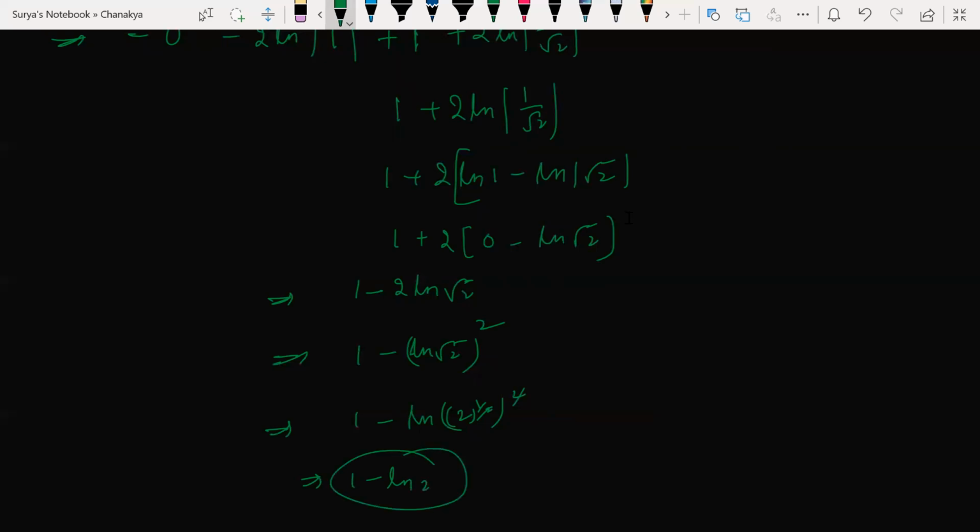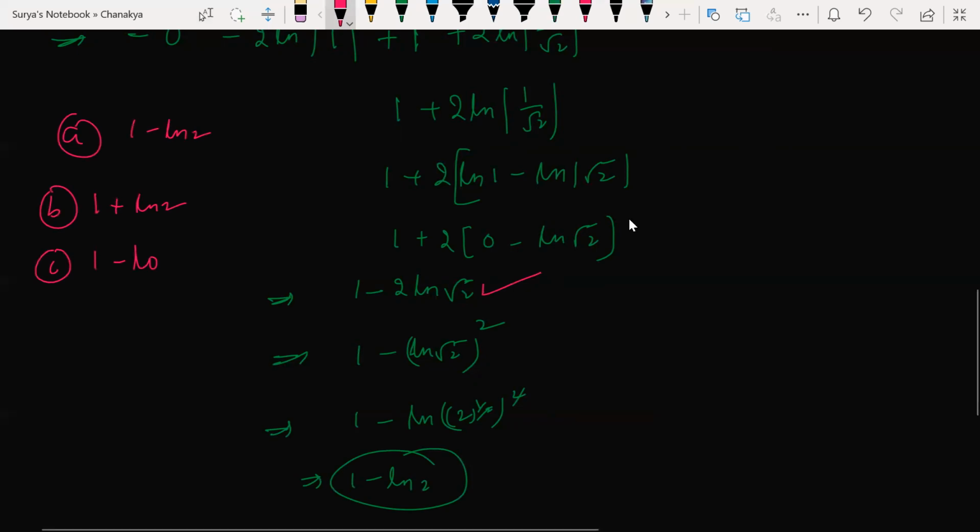Why did I modify it like this? Because the options are given accordingly. So whatever we solve, this is also correct. Look at the options given here: option A 1 minus ln 2, option B 1 plus ln 2, option C 1 plus 2 ln 2, option D 1 minus 2 ln 2. You take the options like this. This option is correct. Okay?